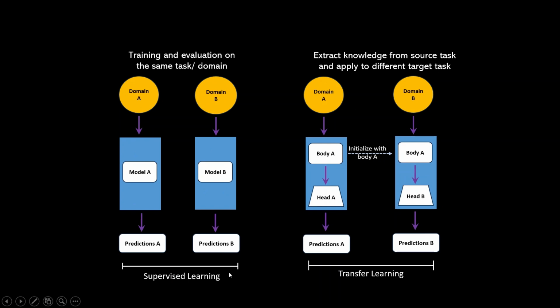Coming to transfer learning, the model has two parts, body A and head A, which is trained on domain A and used for making predictions on domain A, and is then used with domain B. The body part of this model is used to initialize a model that is trained on another domain B. You can see here the second model has two parts, head B but body A. It initializes its body with body A of the previous model, which has already been trained on domain A, for making predictions on domain B. Thus, the learning was transferred from domain A to domain B.